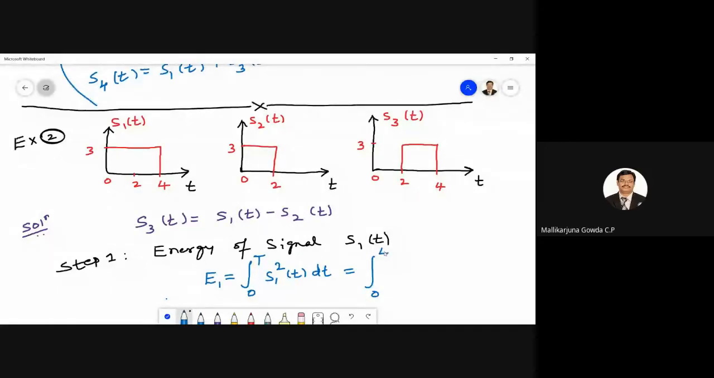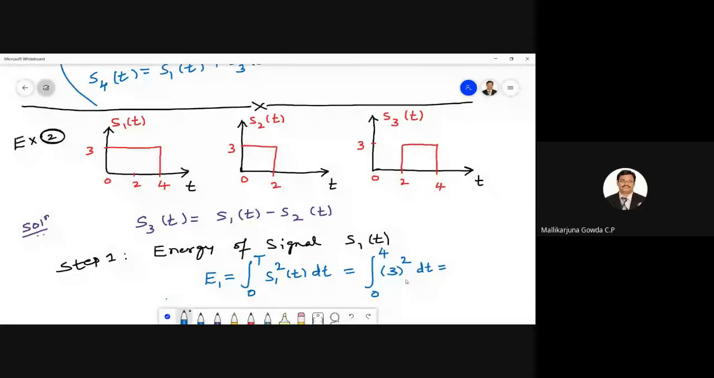What is the value of S1 of t? What is its magnitude, the amplitude? 3. So S1 of t value is 3, right? So I can write 3 square into dt. Is it possible to simplify? What can I write? 3 square is 9, right?